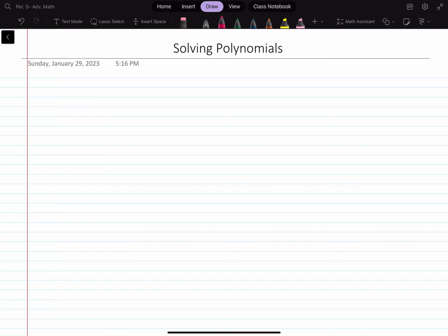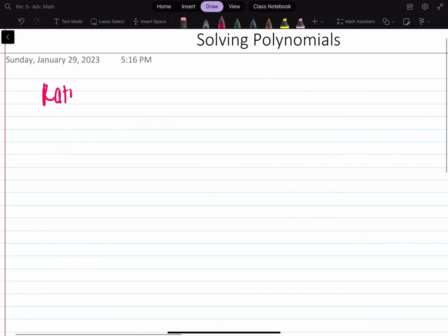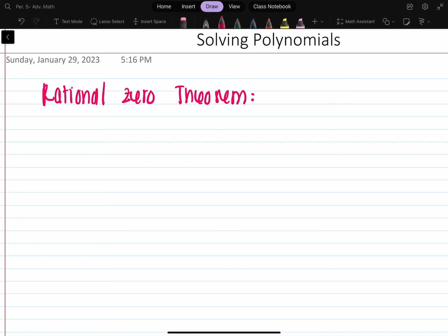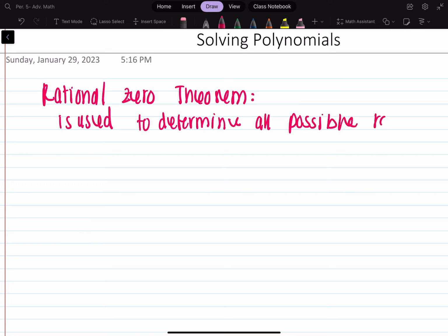Hey everyone, so today's notes are titled Solving Polynomials, and we will be using something called the rational zero theorem to help us in solving these polynomials. Now, the rational zero theorem is used to determine all possible rational zeros of a polynomial function.